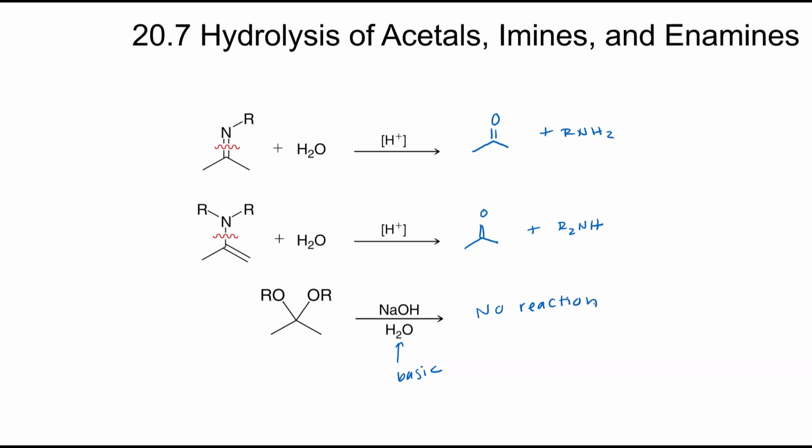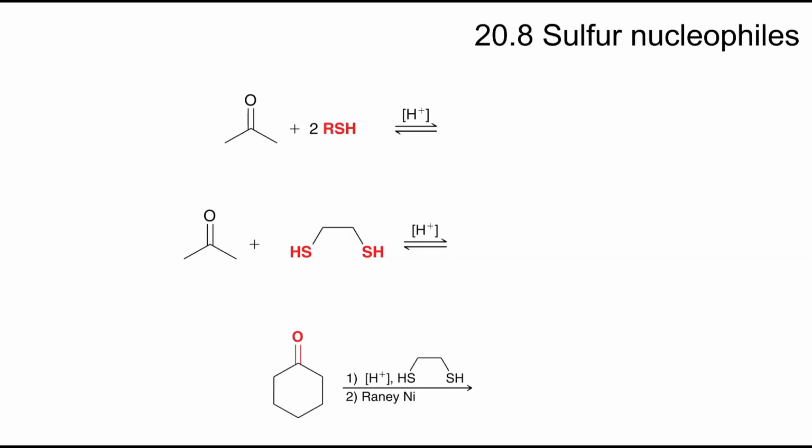If you have an acetal under basic conditions, there's no reaction. So we can only remove the acetal under acidic conditions. Or we can use thiols as protecting groups. The process is the same, except now we have SR as our groups. If your SHs are connected, we will get a cyclic structure just like before.